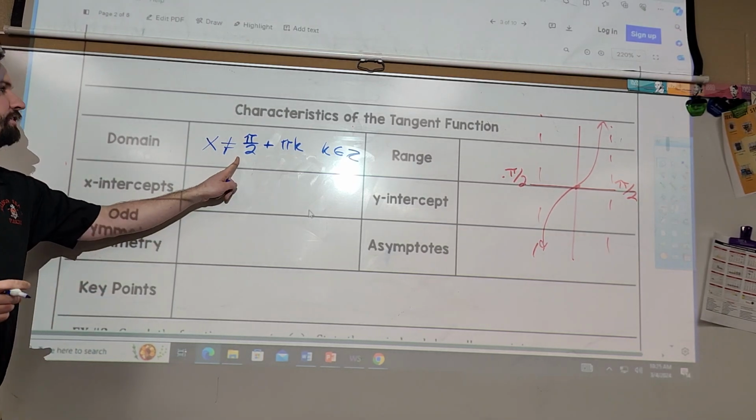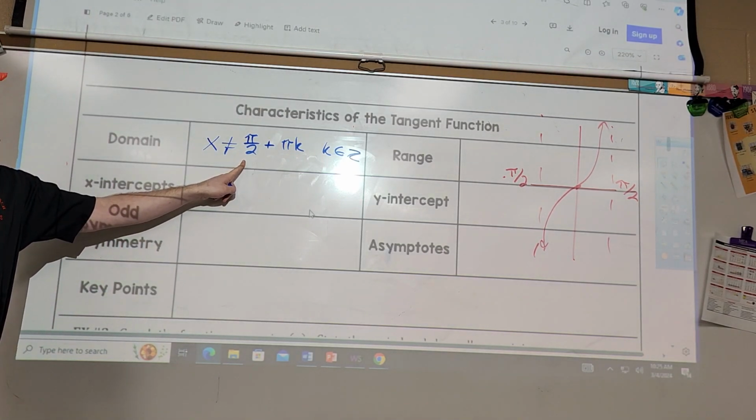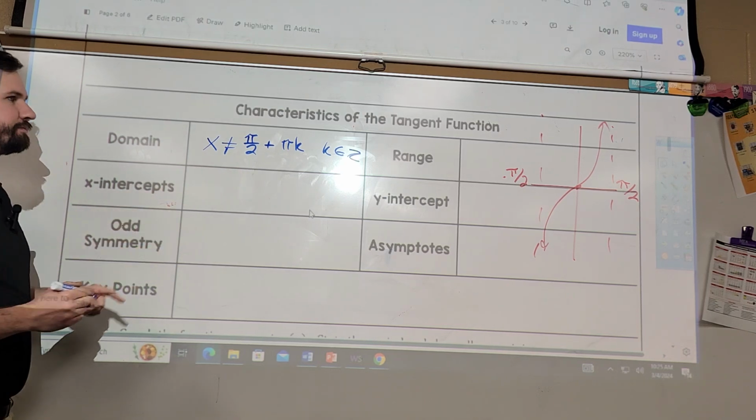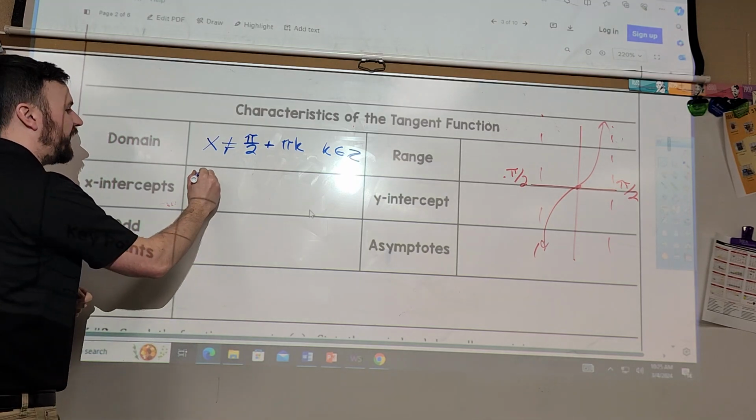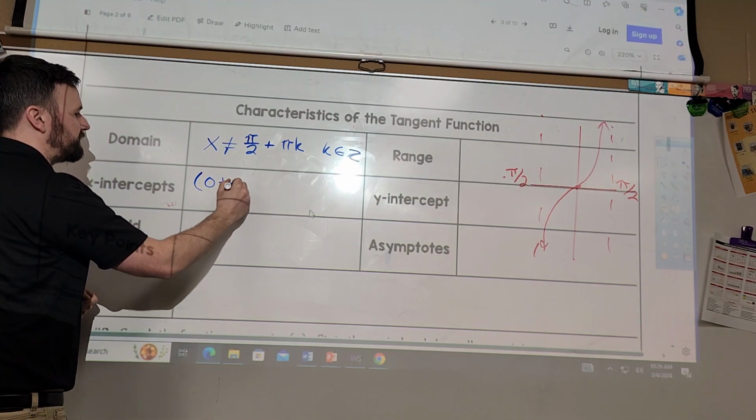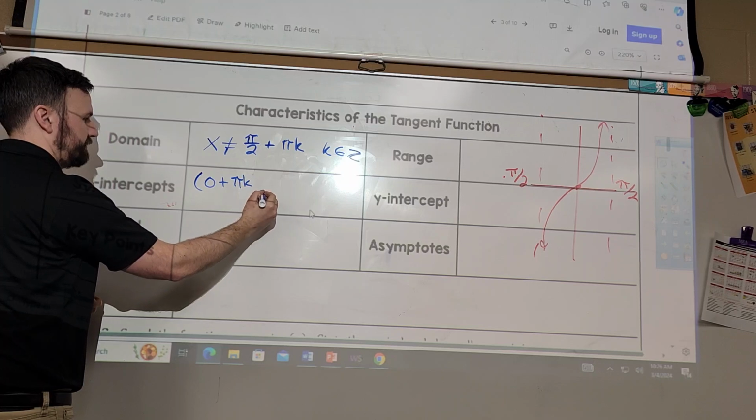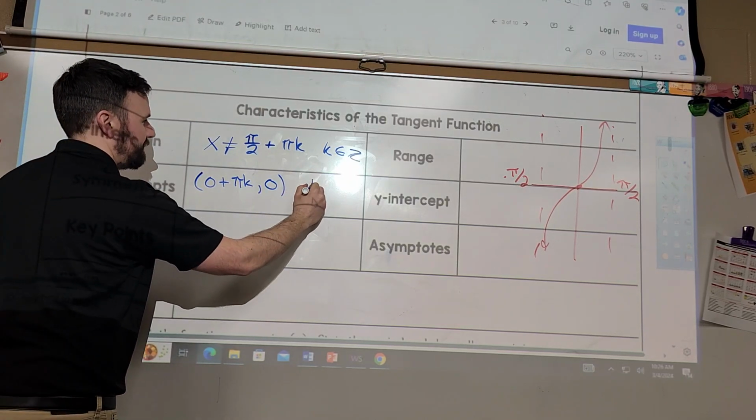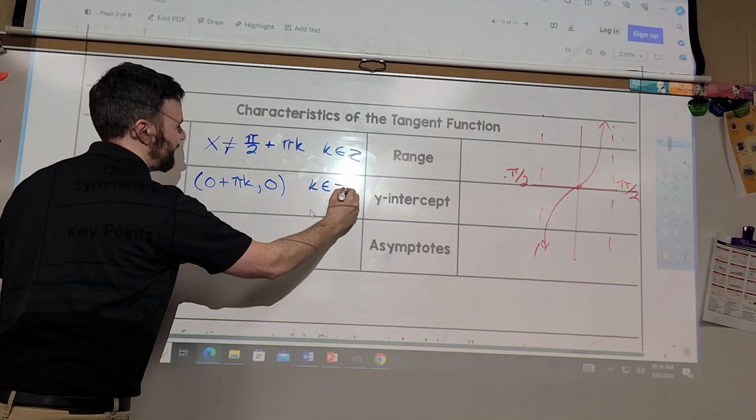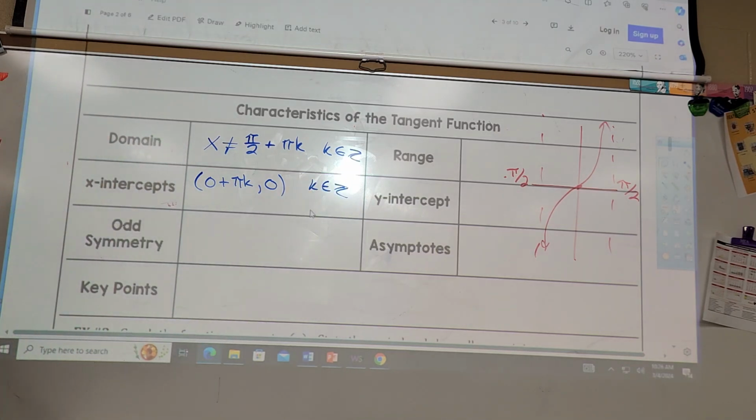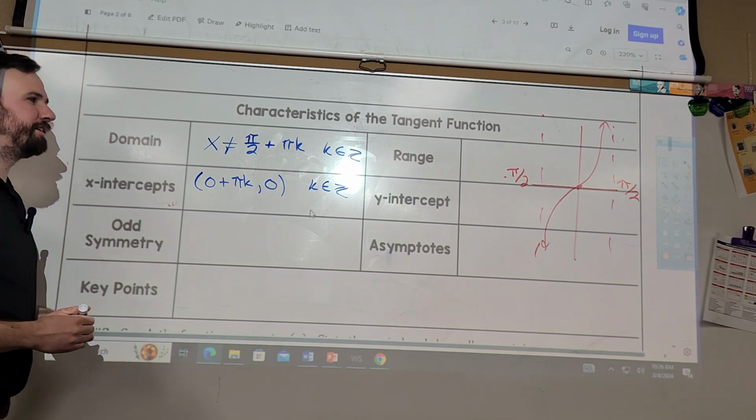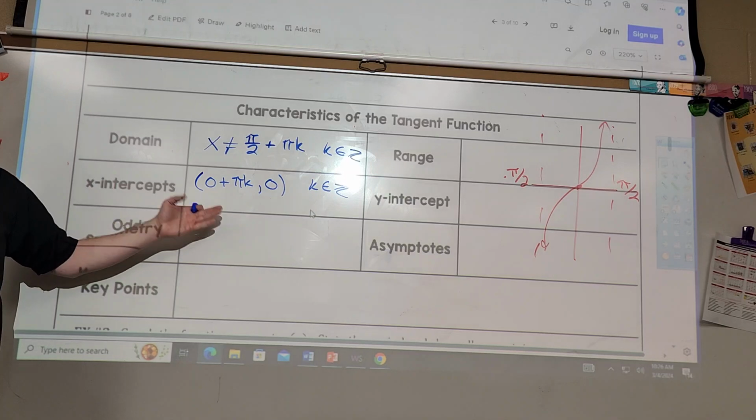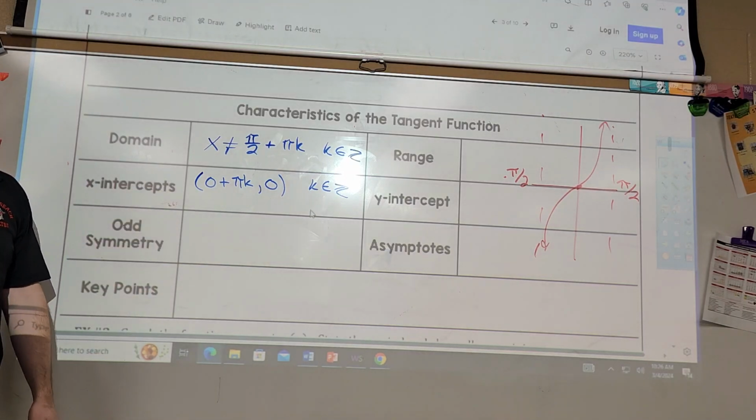Does this cover everything that x cannot be? Yes. What's my x-intercept? 0. So I have zeros. You can think about it, I'm going to write it two ways: 0 plus pi k, where k is an integer. Restricting your set matters. Now, could I just put pi k there? Yeah, because 0 plus anything is itself.